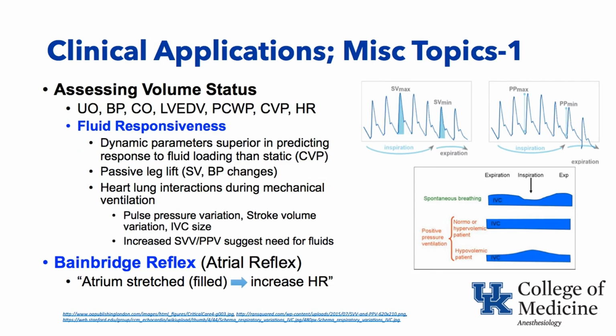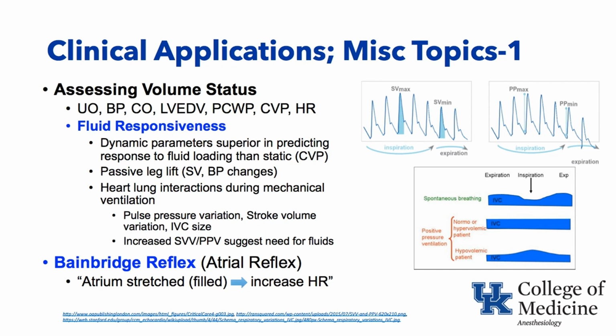Last couple slides on clinical applications and fluids. Assessing volume status. Classically, we've used urine output and blood pressure and cardiac output. Maybe get fancy and put an echo down and look at end diastolic volume, or a PA catheter and look at wedge pressure, CVP, heart rate, all things in an attempt to determine, do I need to give more volume or not?